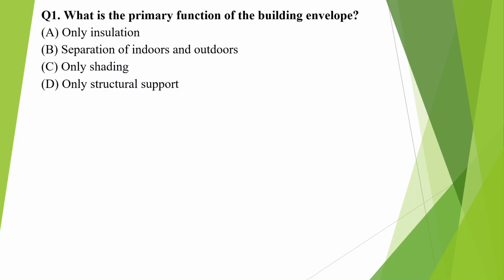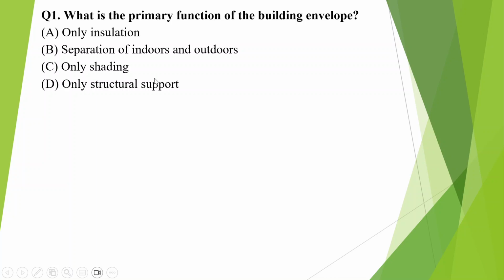So based on that, you will find that this is not the only function, you have to mark the primary function. The main function is to separate the indoor and outdoor, and they can be separated with the help of different kinds of insulation material or shading materials. These all come under building envelope. I hope the answer and the explanation is clear.